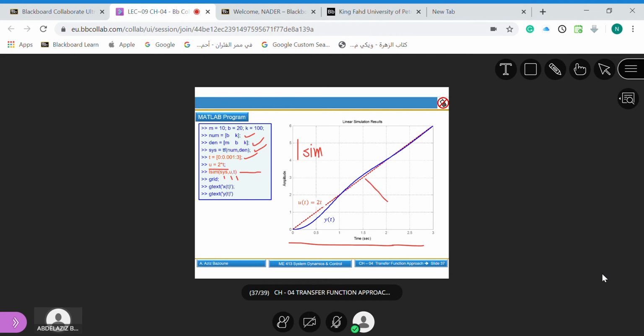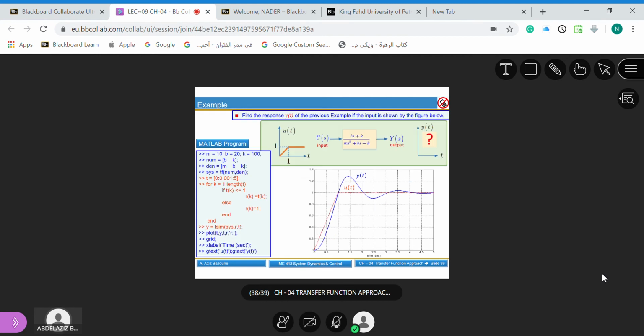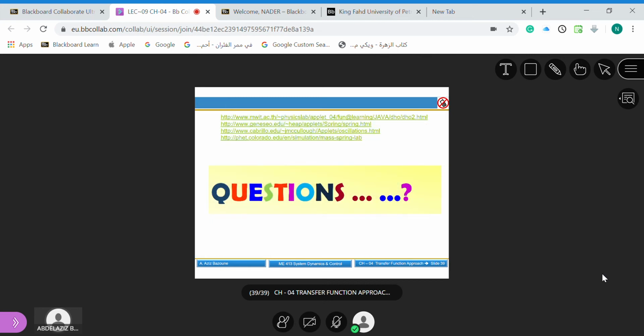So the dotted red line is the input, which is the ramp, and the blue line is the output. So this is when we use the ramp input. Similarly, when we use this one, we will see the dotted line, as you can see, if your input is like this, a ramp, and then it will be a step input after time equal to one. We apply this one. I will give you this in detail when we study this in the lab.